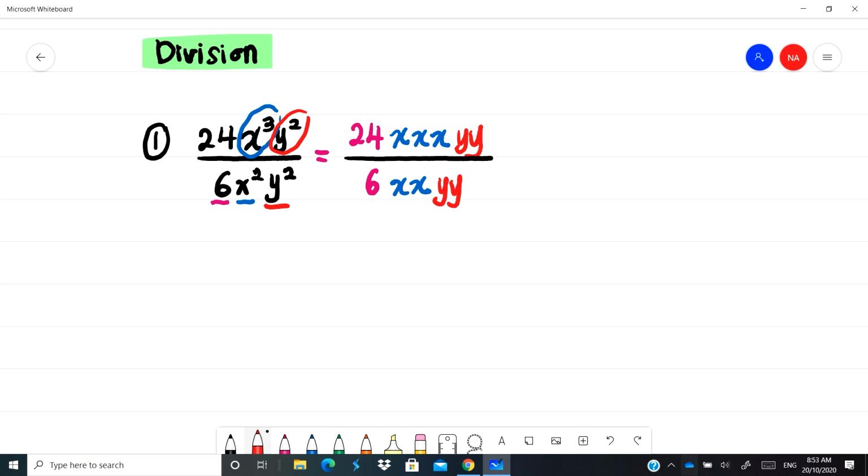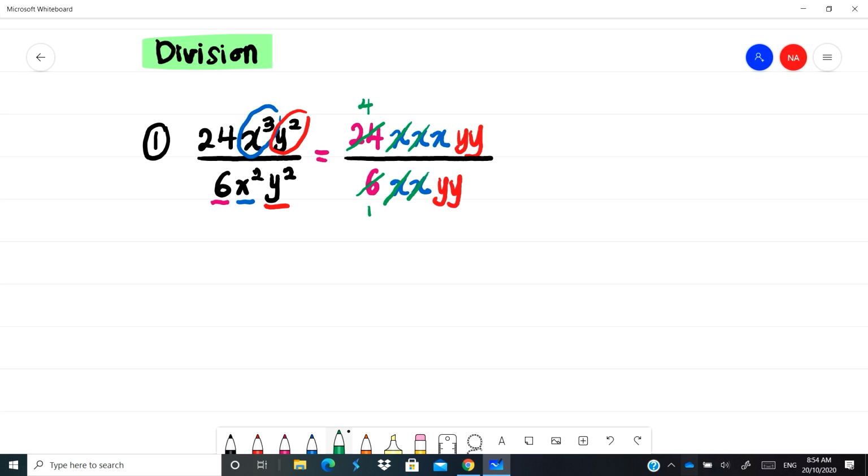Kita boleh potong atas dan bawah yang sama. So tengok nombor dengan nombor dahulu. So number dengan nombor. 24 dengan 6, sifat 6. 24 bagi 6, kita dapat 4. Right, X, potong. X dengan X sekali. Dia kena satu-satu atas bawah. Right, X dengan X sekali. Ada lagi? Tak ada dah.